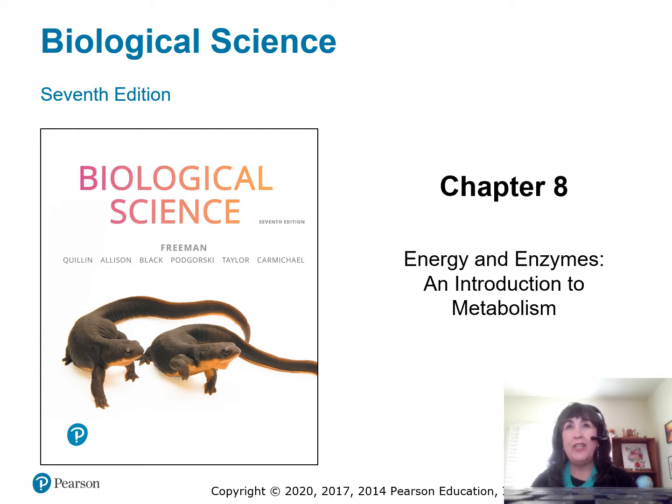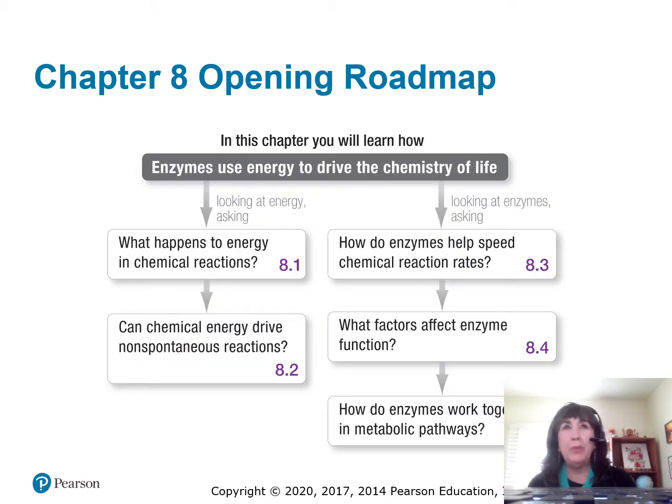Chapter 8, Energy and Enzymes, an Introduction to Metabolism. In this chapter, we're going to see how enzymes use energy to drive the chemistry of life. So we're going to talk about chemical reactions and discover how we can categorize them as both spontaneous and non-spontaneous. We'll look to see how enzymes play a role in actually accelerating chemical reactions and what factors actually affect enzymes and how enzymes work in metabolic pathways. Because the next two chapters will be specifically on metabolic pathways, that is photosynthesis and cellular respiration.